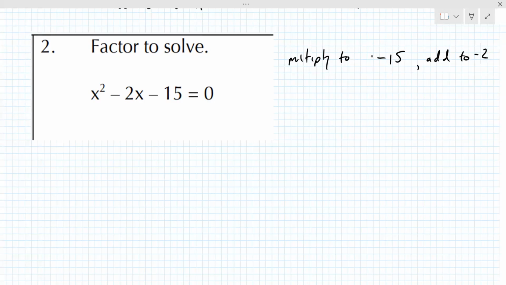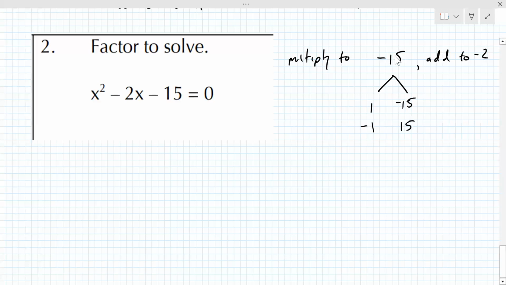I don't know. Okay, so here's how to think about it. Let's start with 1. 1 times what number gets you back to negative 15? Negative 15. Or the other one, which is negative 1 and 15. Okay, now does 2 work? Can 2 get you to 15?